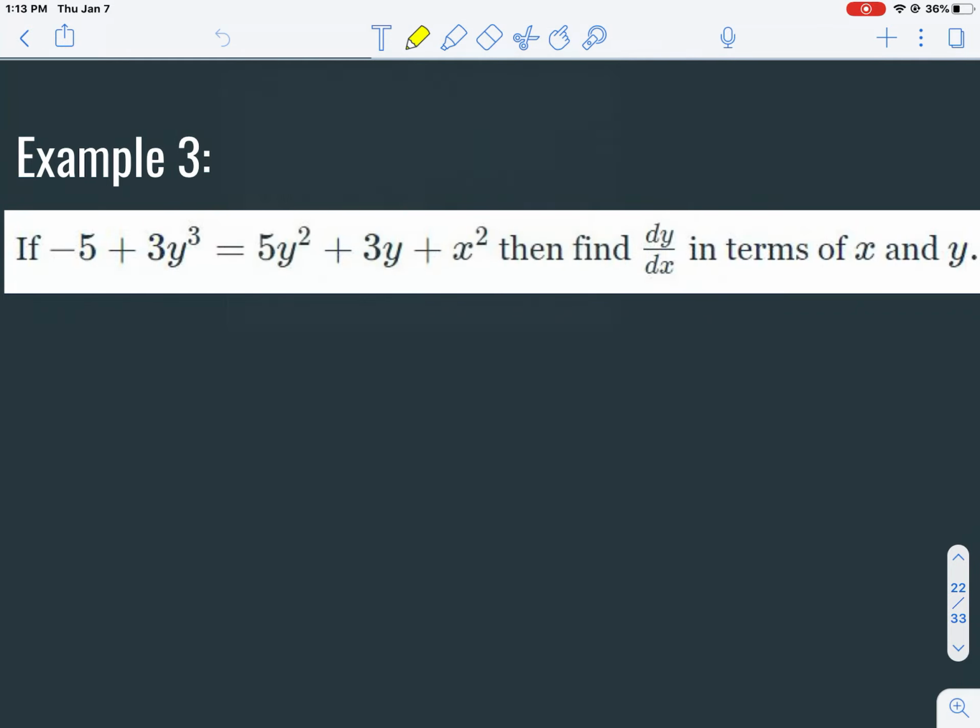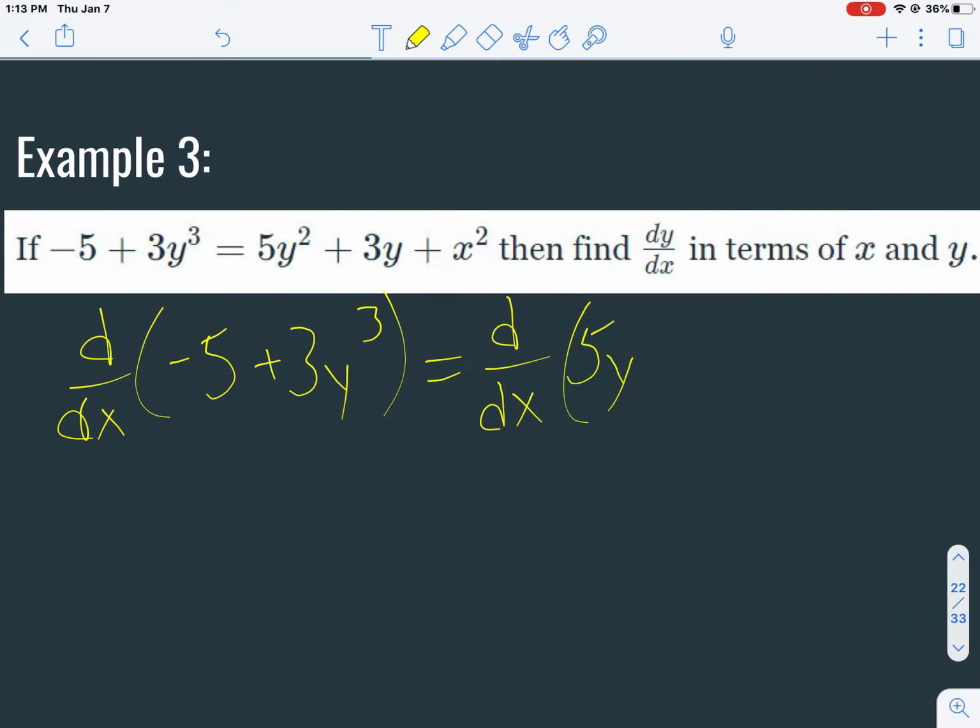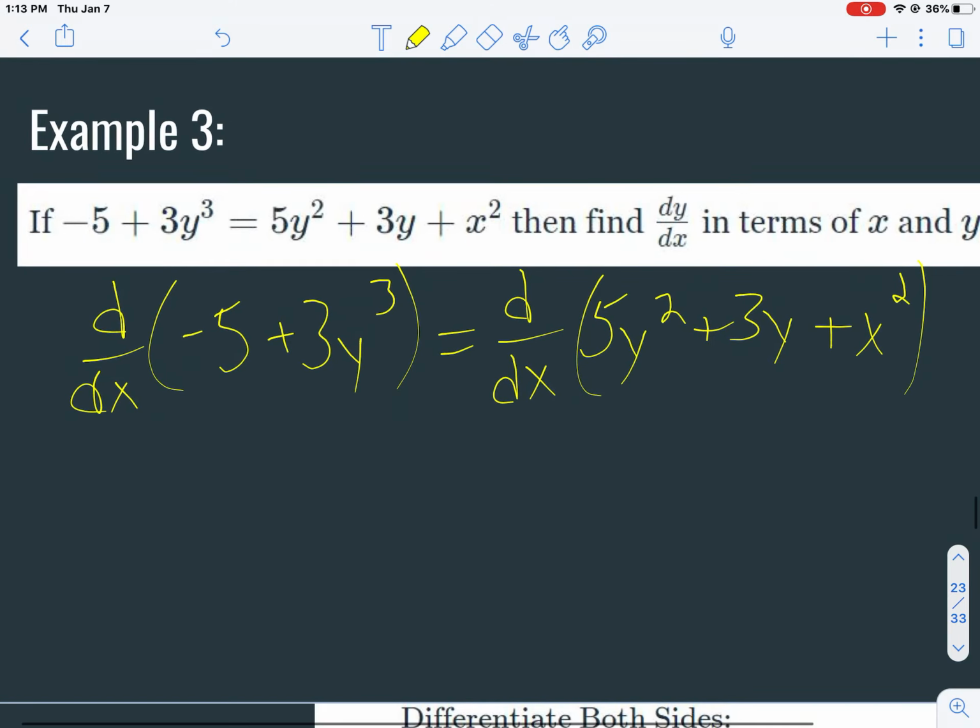So remember, we're going to take the derivative of both sides, right? So we're going to take the derivative of what's on the left, okay? And we're going to take the derivative of what's on the right. Okay. Now you see a lot of y's here, so you're going to have a lot of dy dx's, right? So first, the derivative of -5 is 0, so that's nice. I don't need to worry about that. The derivative of 3y to the third is 9y squared dy dx, right? So again, we took the derivative of something with y in it, so we need to put dy dx.